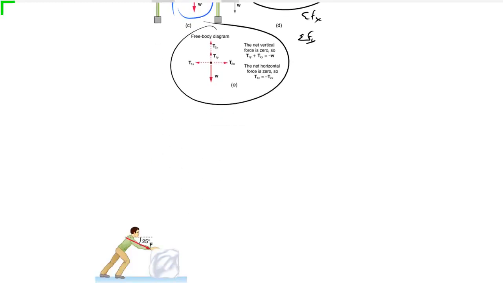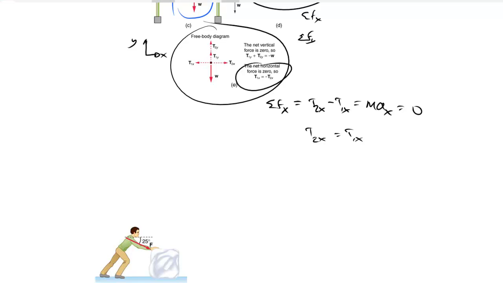So when we evaluate this, we have the sum of forces in the x direction. Using a traditional coordinate system, we have T2x minus T1x will be equal to mass times acceleration in the x direction, but this is in equilibrium, right? It's sitting there, no change in velocity, no velocity at all, and so this is equal to 0. So we would say here T2x is equal to T1x, which is what we get here.